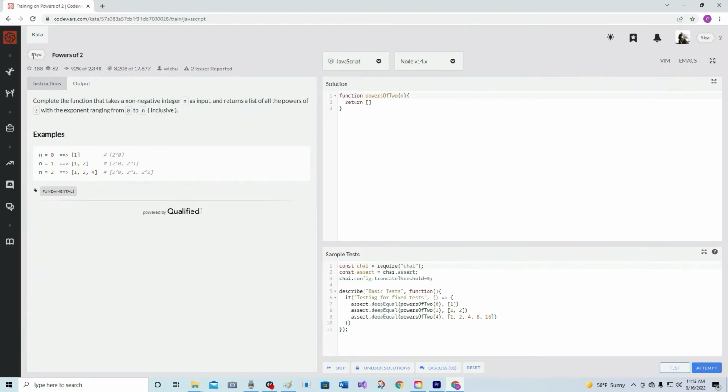And here we are on 8Q, Powers of Two, made by Wichu. 92% of the people liked it. What we're going to do is complete the function that takes a non-negative integer as input and returns a list of all powers of 2 with the exponent ranging from 0 to n inclusive. Here's some examples. Basically the 0th position is 2 to the 0, which would be 1. If n equals 1, it'd be the 0th and the first position, which you can see, and so on.